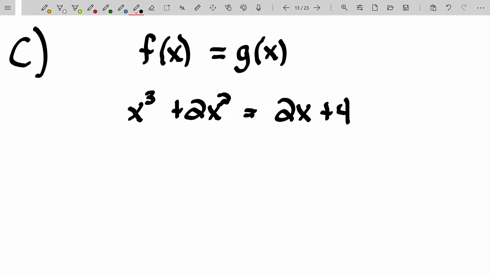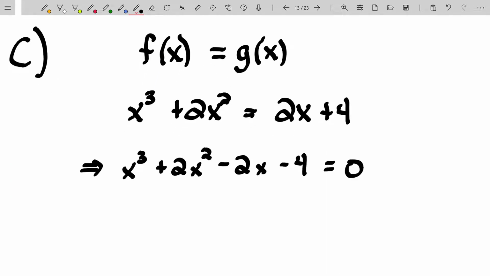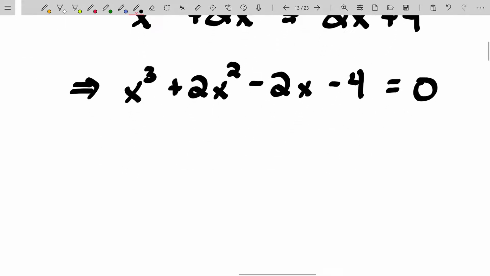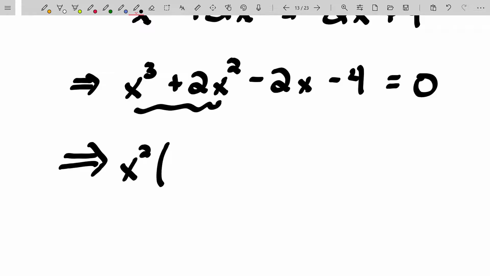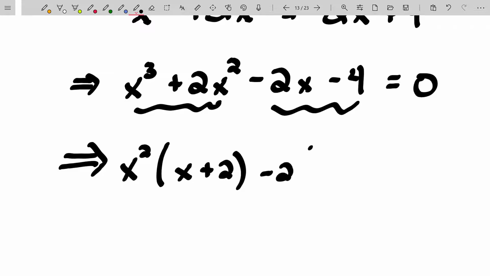I'll slide everything to one side, and I see that I have an equation with 4 terms. This tells me that I likely have to use factoring by grouping. It's not always going to be the case, but it is the case here. There are some very special cases where you don't use grouping on factoring like this, but most of the time it will be. So the first two terms, I'm going to factor out an x squared. I'll be left with an x plus 2. The second two terms, I'll factor out a negative 2, and I'll be left with an x plus 2.